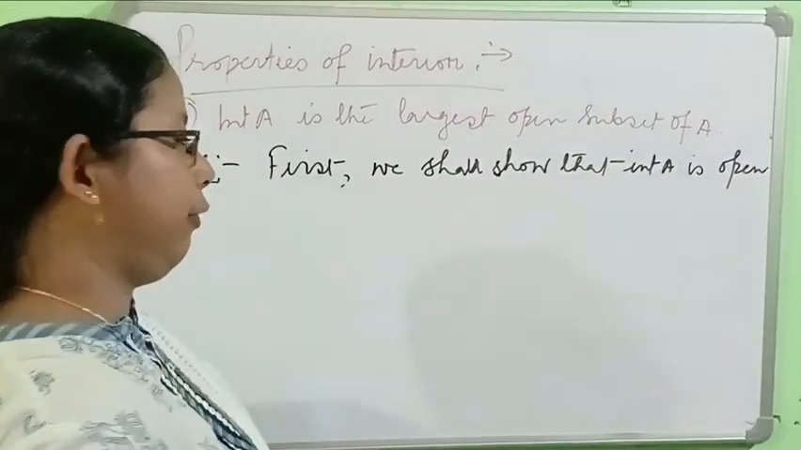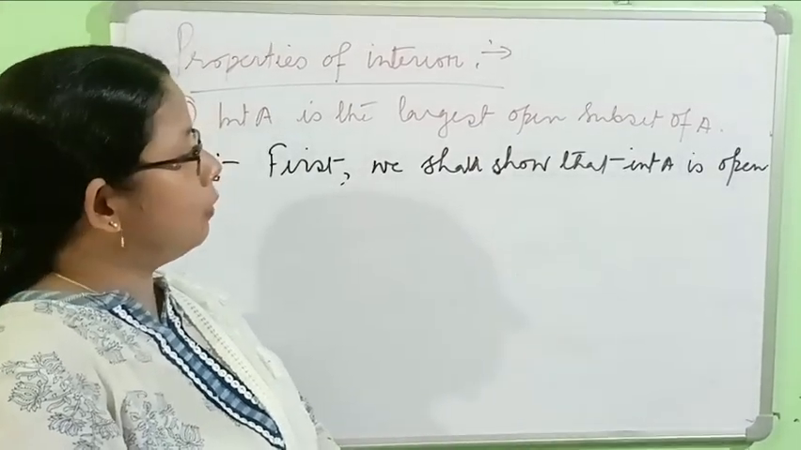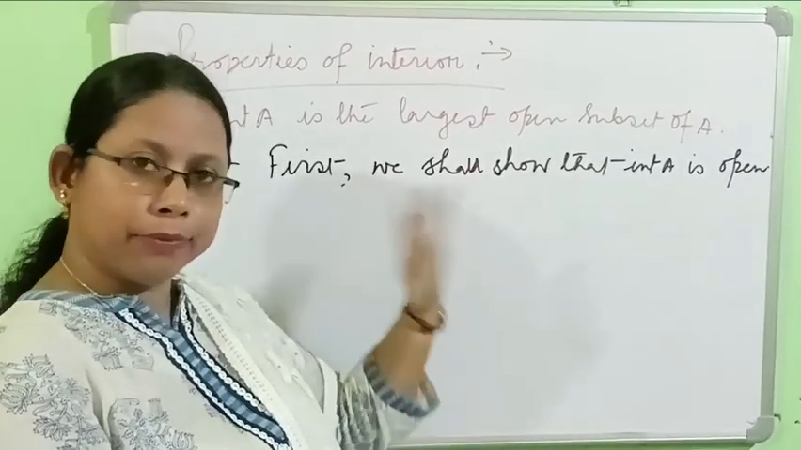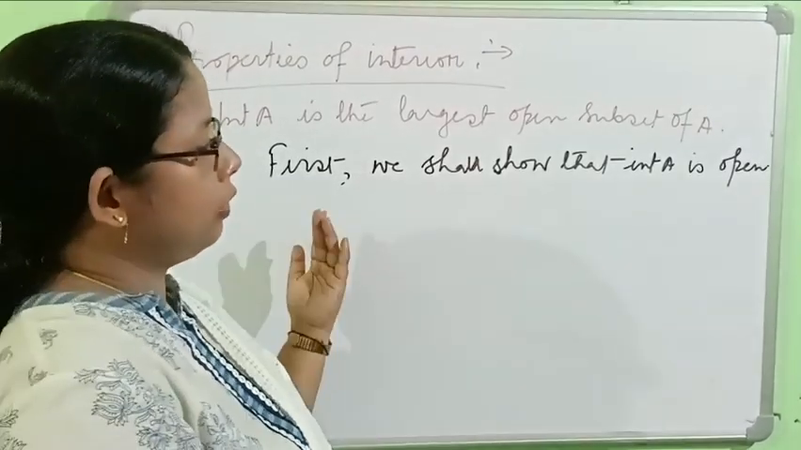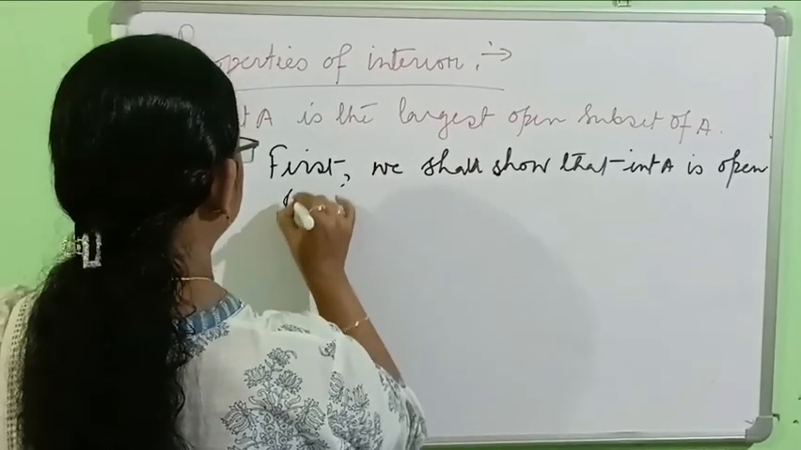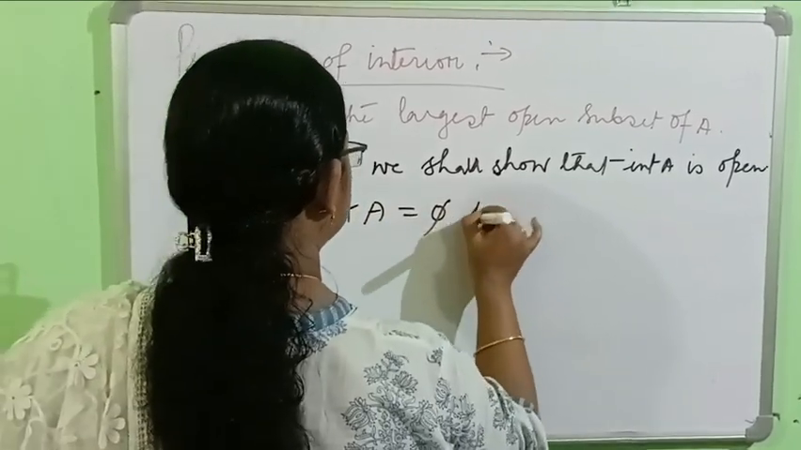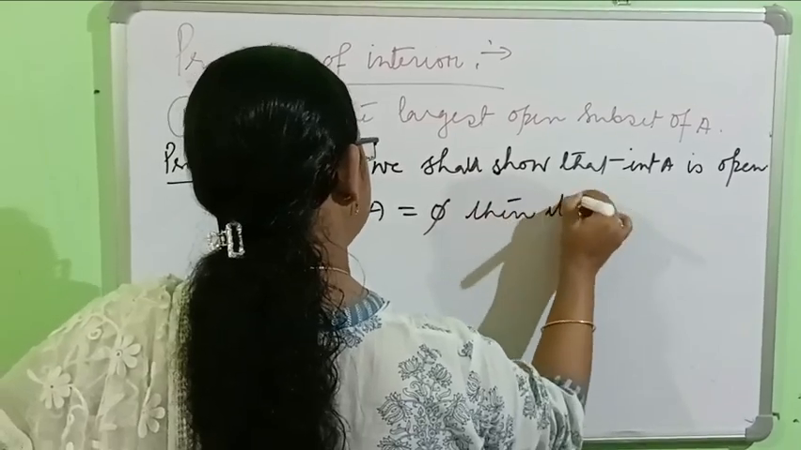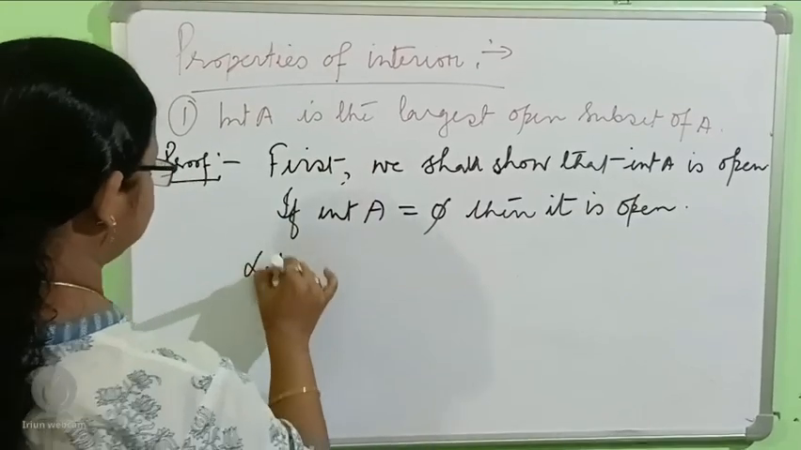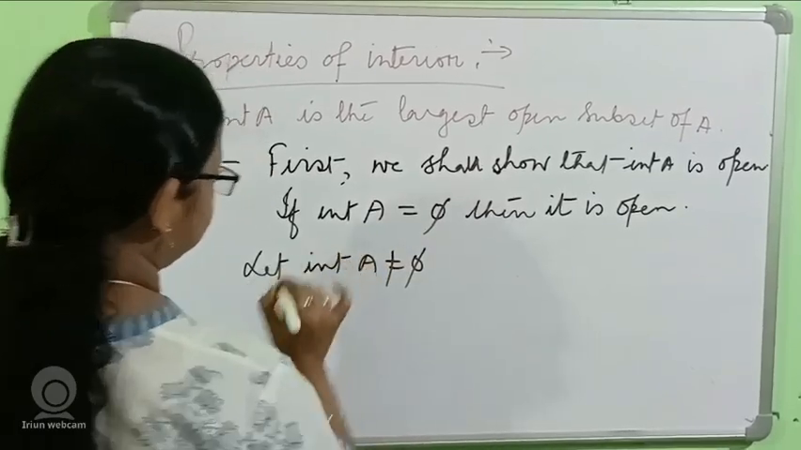If interior of A is empty, we have nothing to do. Interior of A is automatically open. So right, if interior of A is empty, then it is open. So let interior of A be not empty.